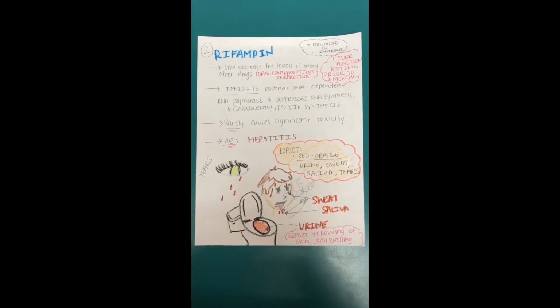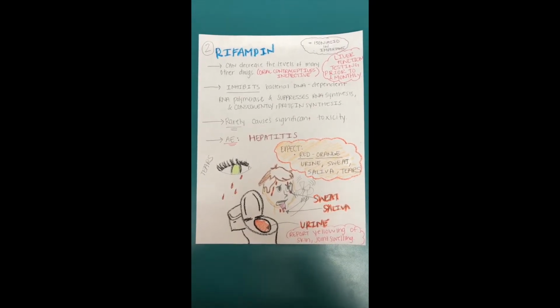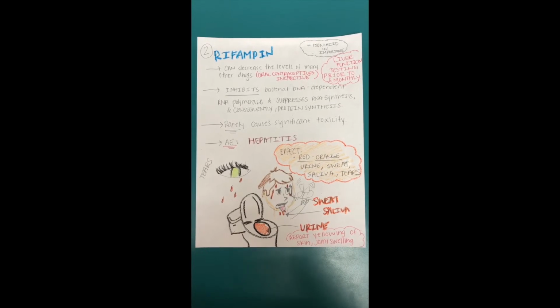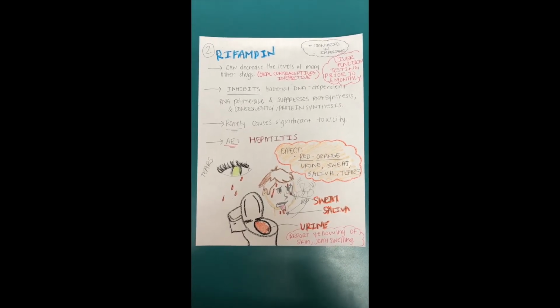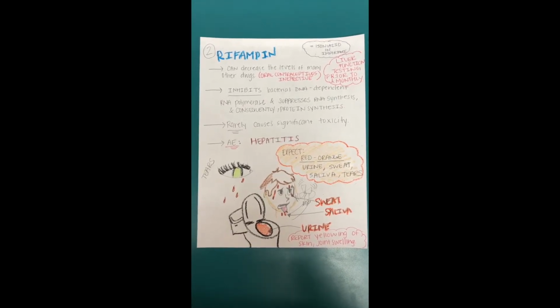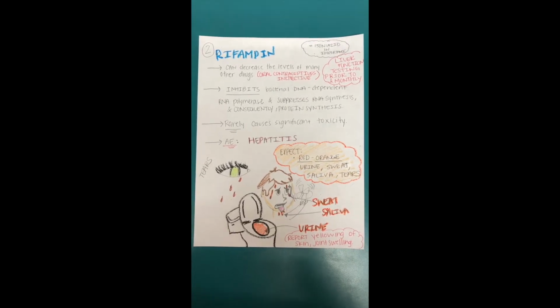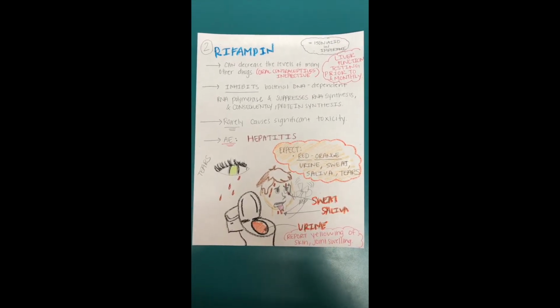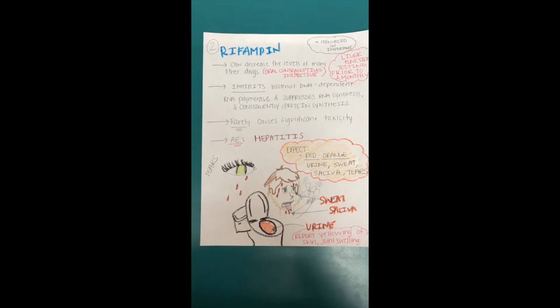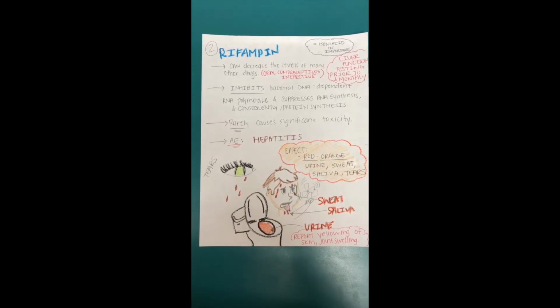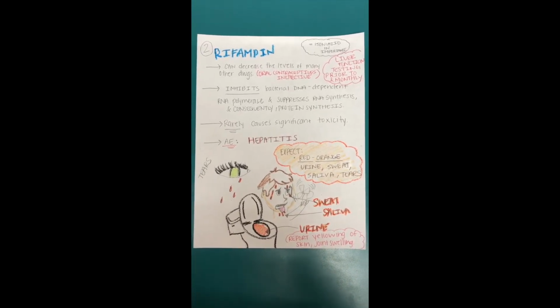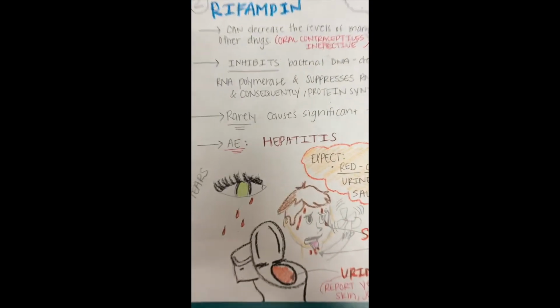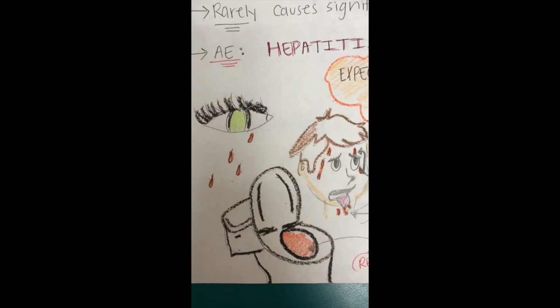An important thing to teach is it can also decrease the levels of many other drugs due to increased metabolism of those drugs. So in sexually active women, it's important to educate them on the importance of other oral contraceptives. Adverse effects are hepatitis, and also a patient can present with a red-orange urine, sweat, saliva, and tears, which is a normal side effect of this medication.